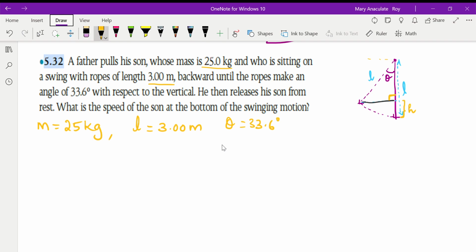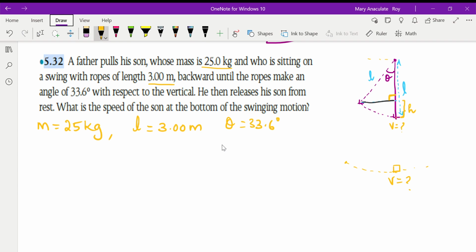So he then releases his son from rest. What's the speed of the son at the bottom of the swinging motion? So the speed at this point is asked, right? So he swings from this raised position and he comes to the midpoint and they want to know the speed at this point. All right. So if you're thinking about the formula for speed, you might be thinking we need to know the displacement, we need to know the time or acceleration. None of that is given to you.